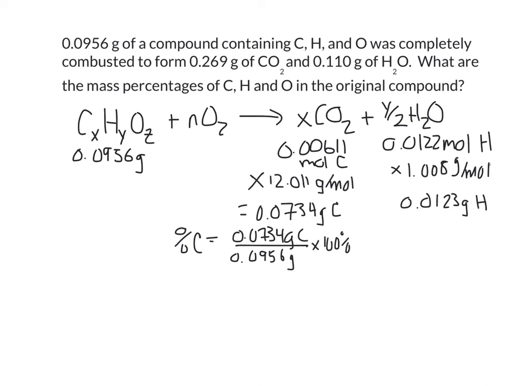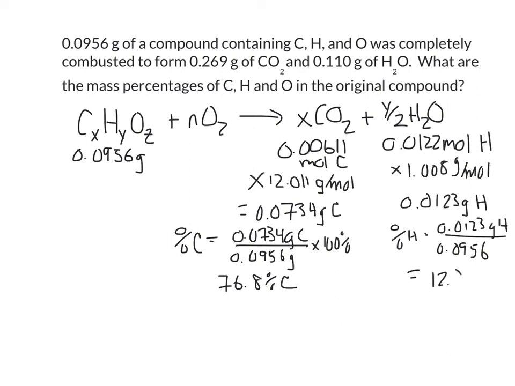So 0.0734 divided by 0.0956 times 100% is 76.8% carbon, and then percent hydrogen will be the mass of hydrogen divided by the mass of the whole compound times 100%, and we end up with 12.9% hydrogen.